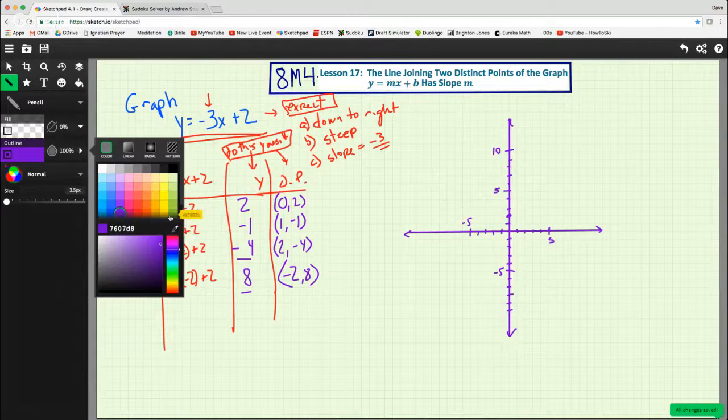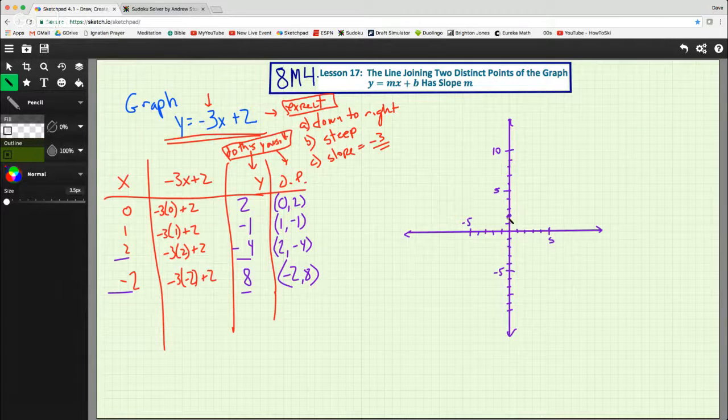Let's graph these in a different color. Zero, comma 2; 1, comma negative 1; 2, comma negative 4; and then negative 2, comma 8. And we expect that this is a linear equation. Again, we have our x and our y in this equation, and there are no exponents explicitly written. So we know that this is a linear equation.